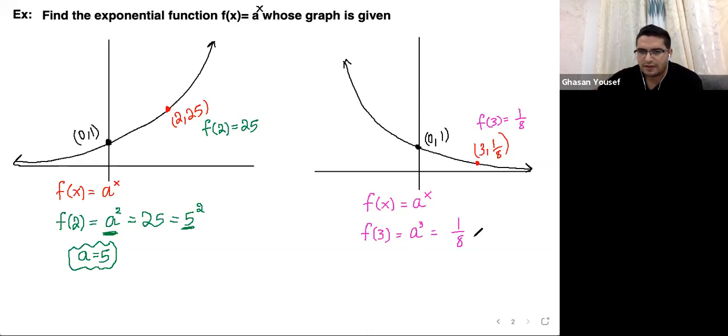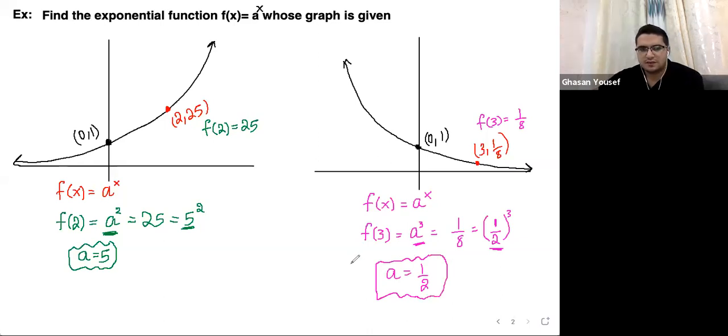And 1/8 actually equals something to the power 3. What is that something? 1/2, correct. 1 over 2 to the power 3, same exponent 3. Now the base a equals 1/2. So a equal 1 over 2. Any question for this example?